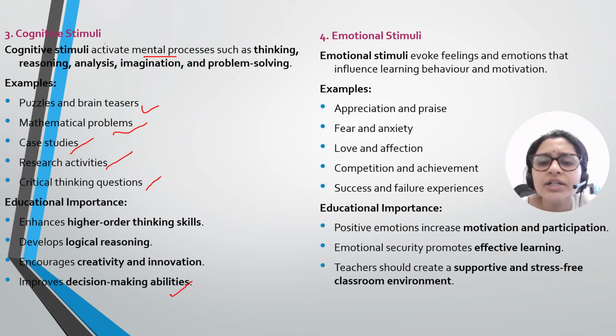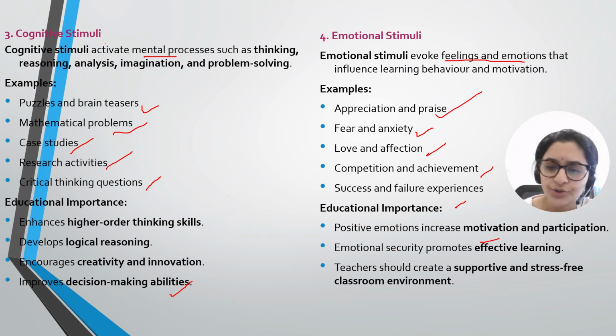Then coming to emotional stimuli. Emotional stimuli evoke feelings and emotions that influence learning behavior and motivation. For example, appreciation and praise: the more people appreciate you, the more you feel like doing that particular work. Very simple. Fear and anxiety: if you're afraid of something, you stop doing it. Love and affection, competition and achievement, success and failure. This emotional stimuli will increase motivation and participation, and it gives emotional security. Teachers should create this good emotional stimulus in the classroom. That is, teachers should show love and affection towards their students. They should be caring and empathetic.